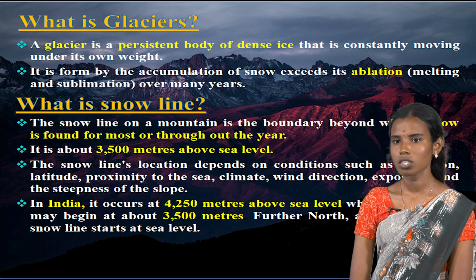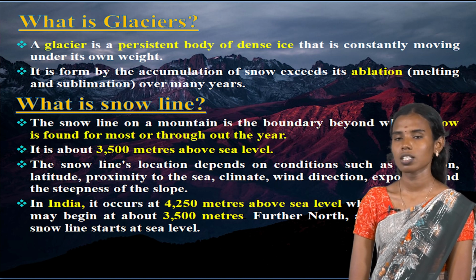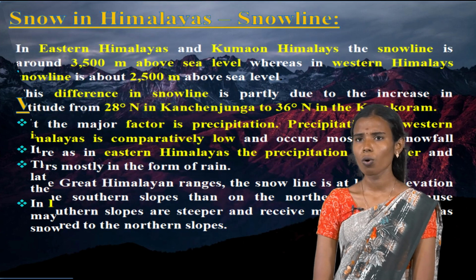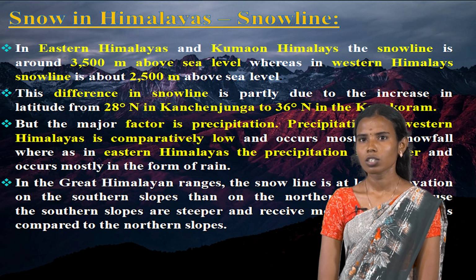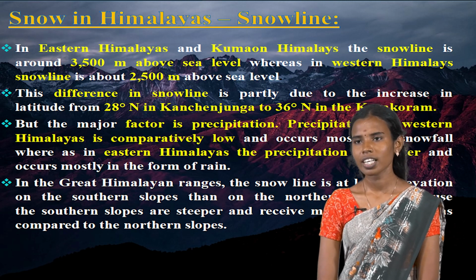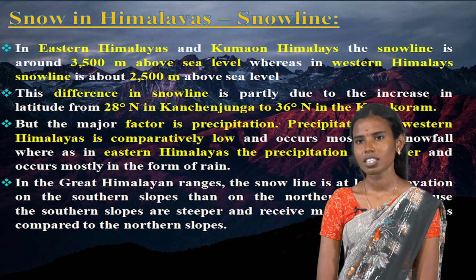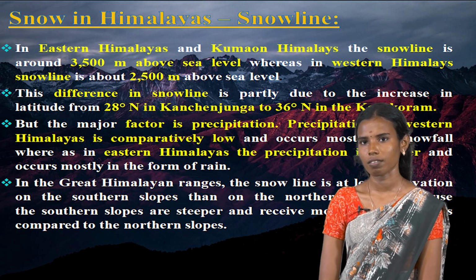Further north, like at the poles, the snowline starts at mean sea level. Next, the snow in Himalaya. In eastern Himalaya and Kumaon Himalaya, the snowline is around 3,500 meters above sea level, whereas in western Himalaya, the snowline is about 2,500 meters above sea level.